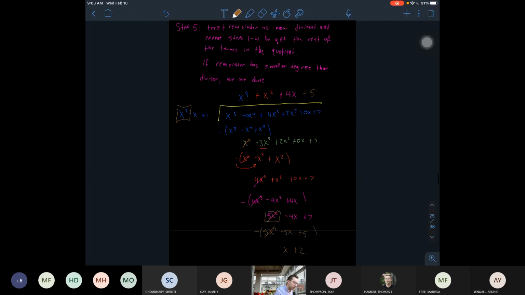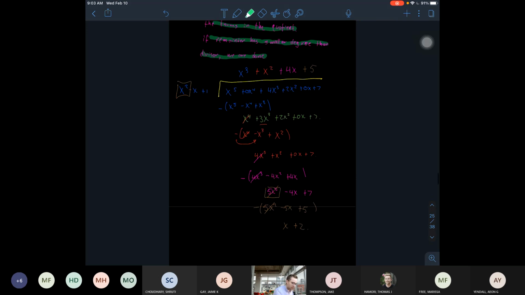And what this step said was basically repeat steps 1 through 4 to get the rest of the terms in the quotient. And then if the remainder has a smaller degree than the divisor, we are done. Since my remainder here is x plus 2, and this has degree 1, which is less than degree 2, which is what our divisor is, I'm done.